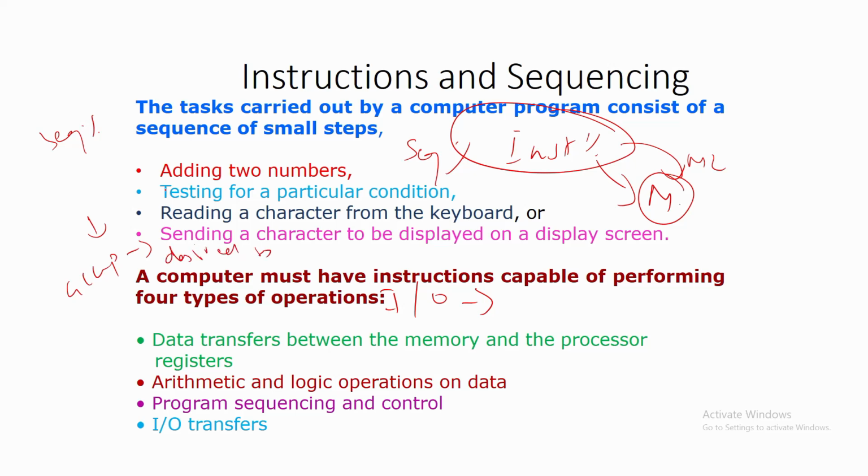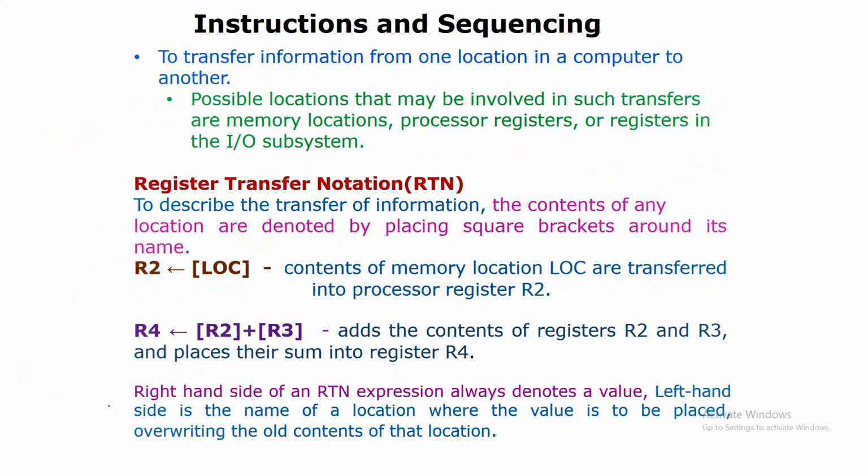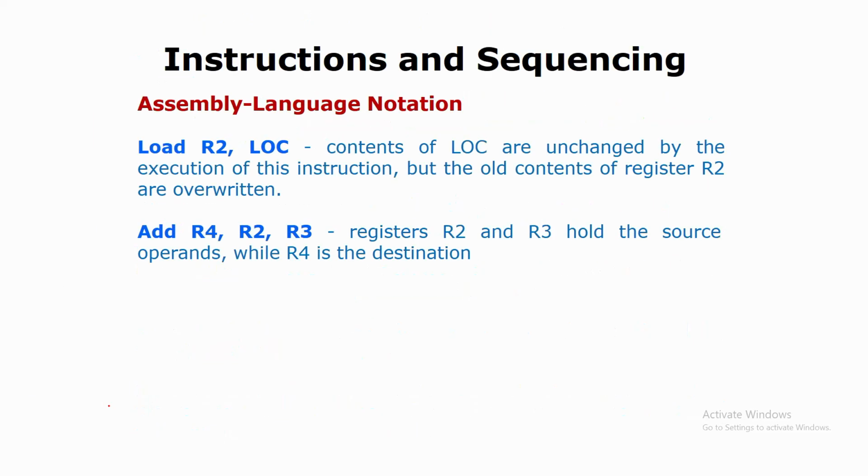From this we can say that a computer program is mainly a sequence of instructions in order, stored in a memory. Simply we can say it is an ordering of a sequence of instructions stored in a memory, and after that they are executed by the processor. This is the main thing said in instructions and sequencing. After that, the types of processor operations are discussed.